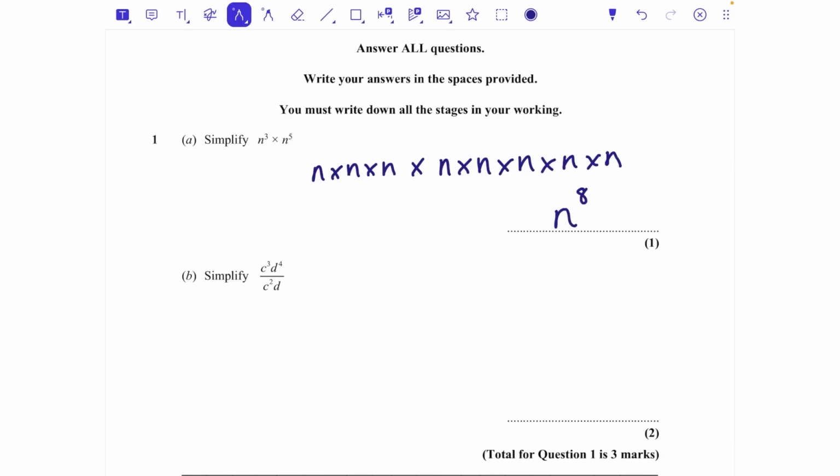For part B, we're dividing. So when we divide, we take away the powers. If I've got c cubed divided by c squared, I'm just doing 3 take away 2, which is c to the power of 1, but we don't bother writing the power of 1, we'll just keep it like that. And then d to the power of 4 divided by d. Now remember that d is the same as d to the power of 1, and 4 take away 1 is 3. So that's going to be d to the power of 3 for 2 marks.